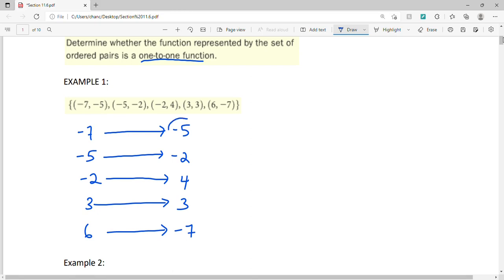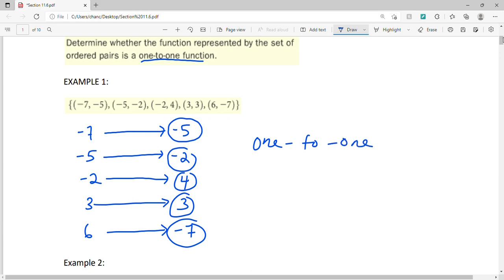Notice that for every single one of these outputs, there's only one number that would give us a negative 5 for the output. There's only one number that would give us a negative 2, and that's negative 5. Only negative 2 will give us a 4, 3 gets a 3, and negative 7. There's only one number that would yield negative 7. So this is in fact a one-to-one function. This is similar to the vending machine analogy. This is an example where each person bought a unique item at the vending machine, so this is a one-to-one function.